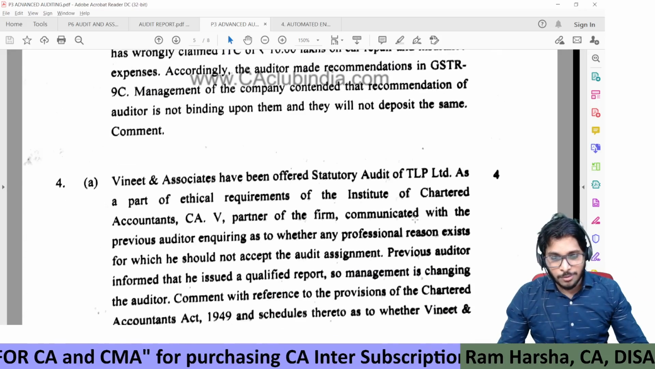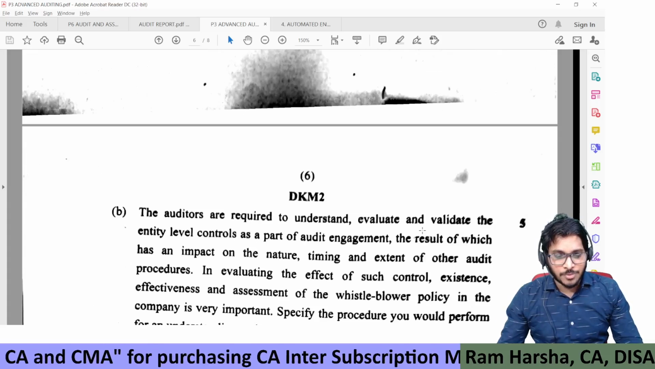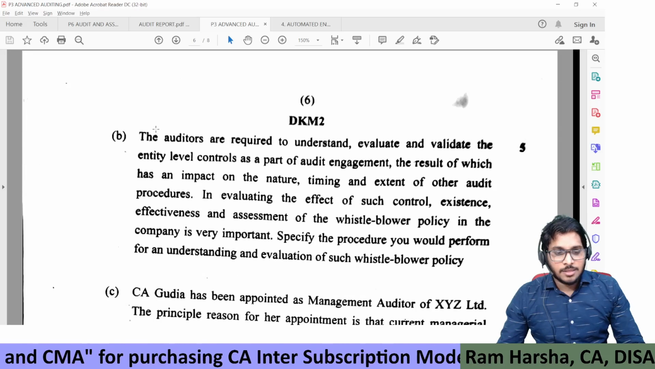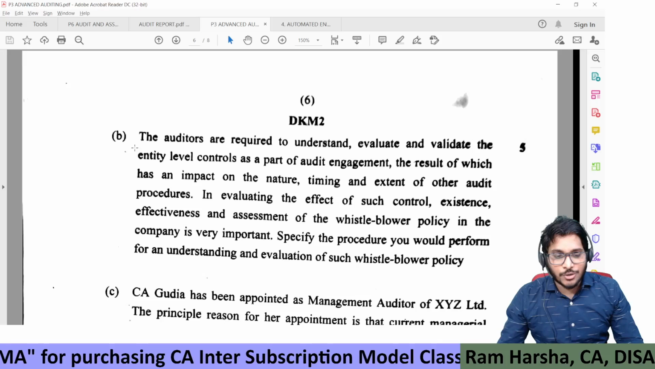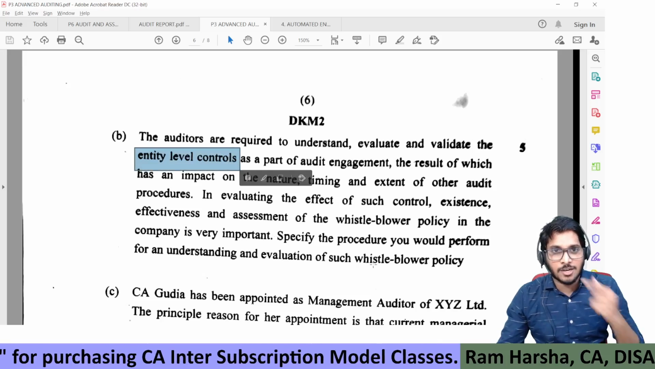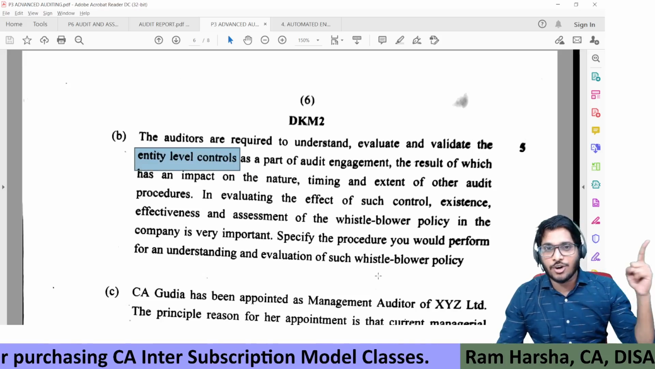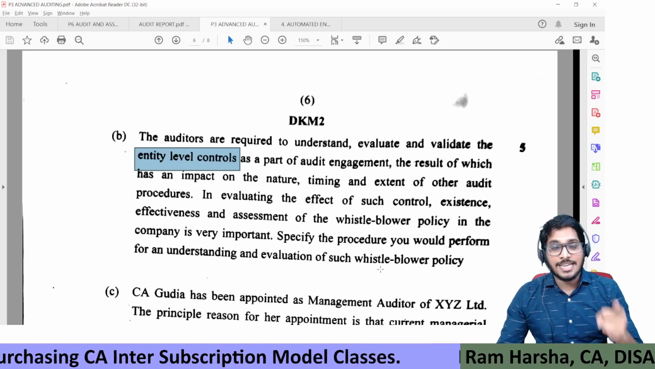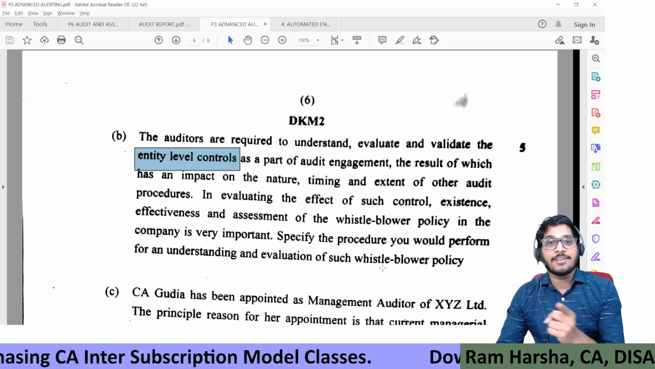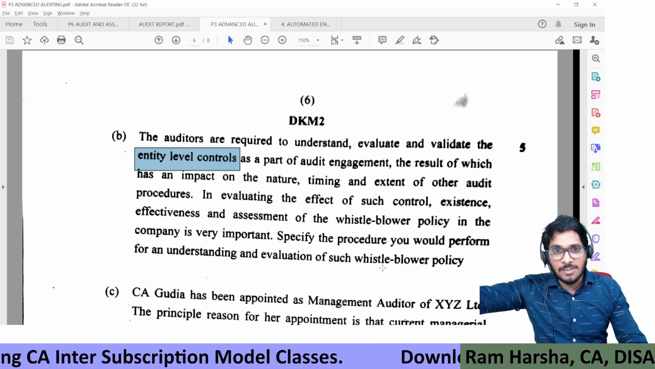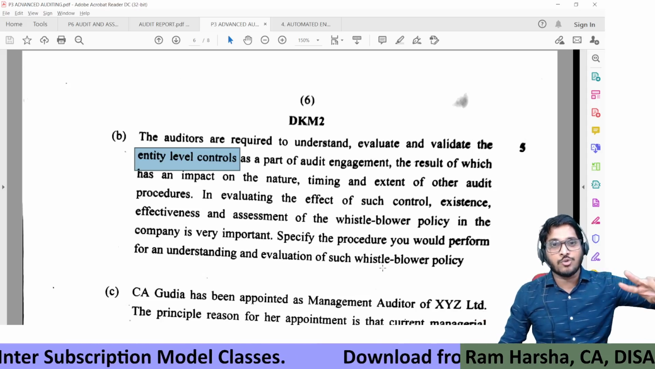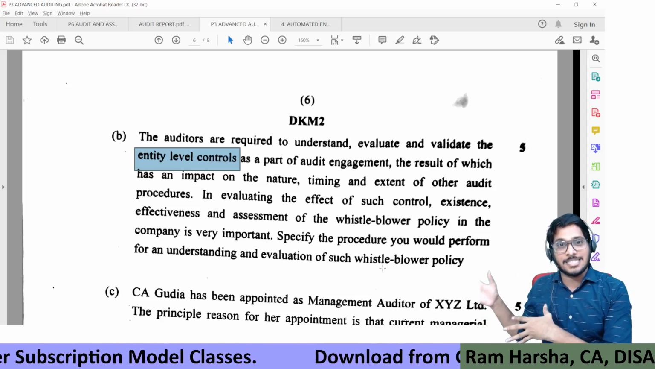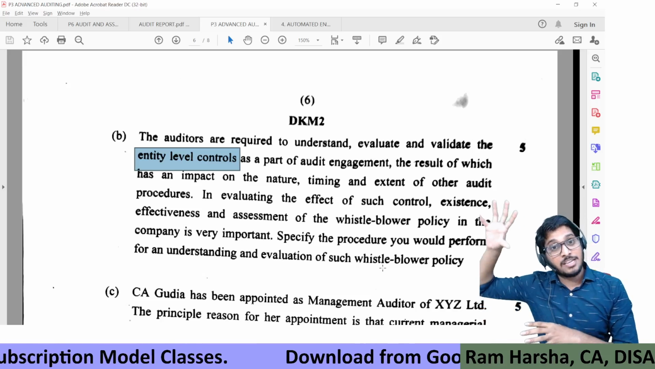Further, there is one more question which caught my attention. 4B. The auditors are required to understand, evaluate, validate entity level controls. The moment you look at this word, you need to understand there is a chapter in CA Final Audit called Audit in Automated Environment. In that, entity level controls are there. Direct entity level controls, indirect entity level controls.